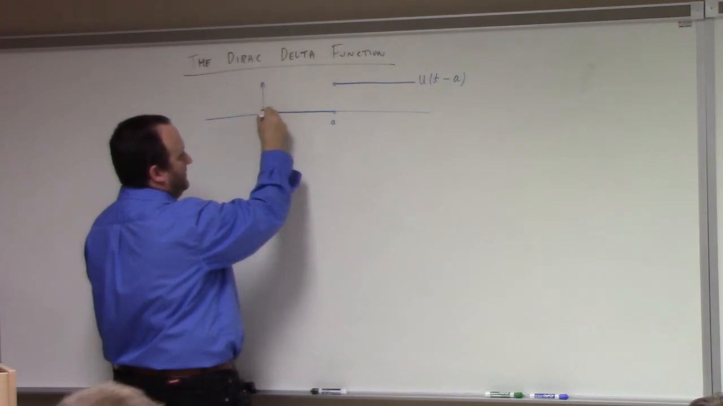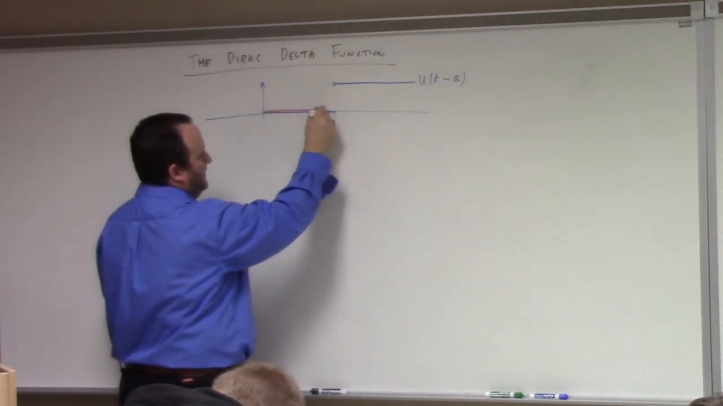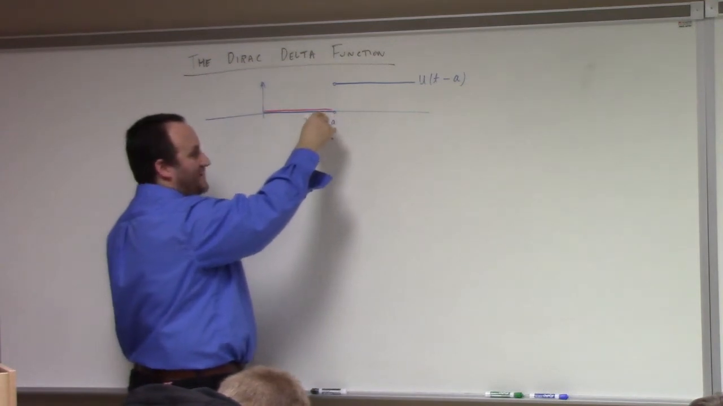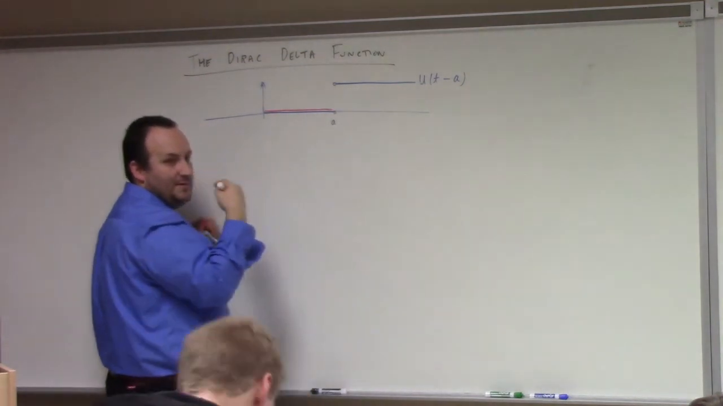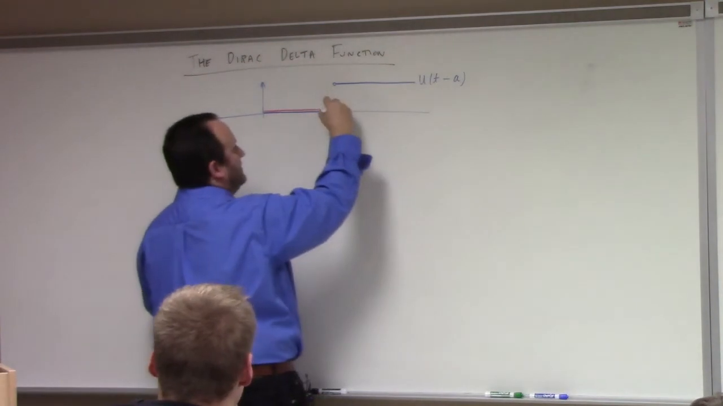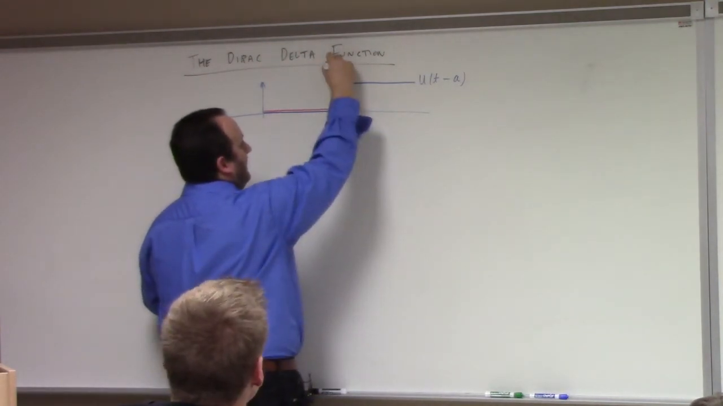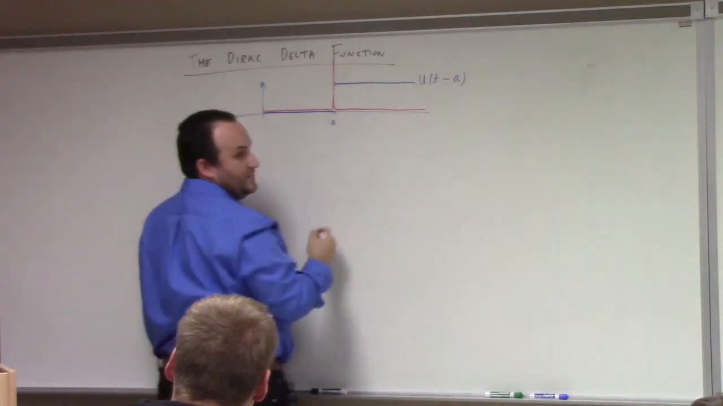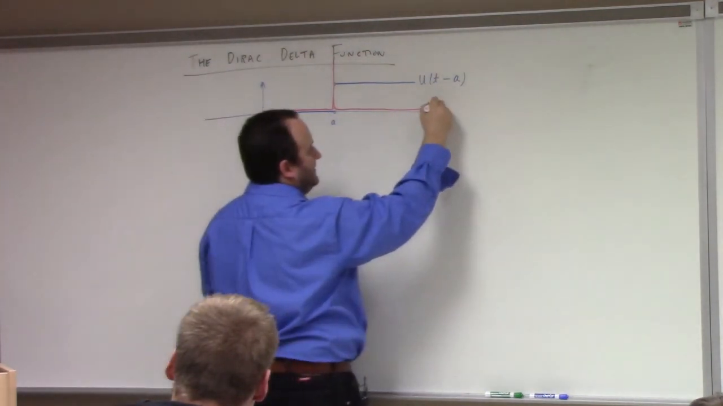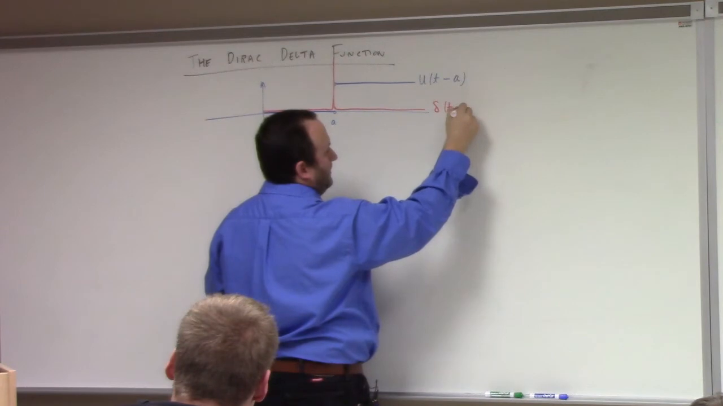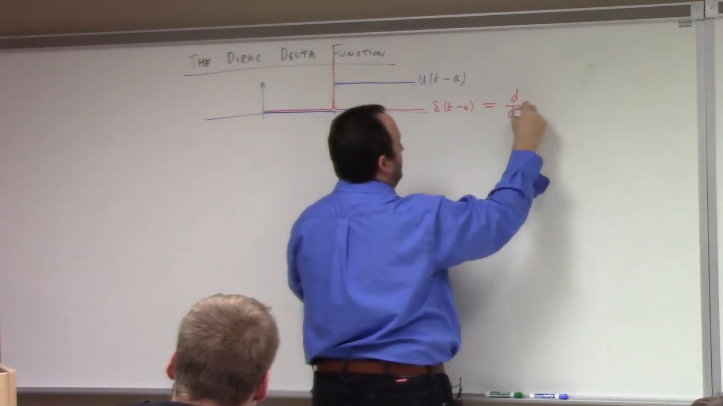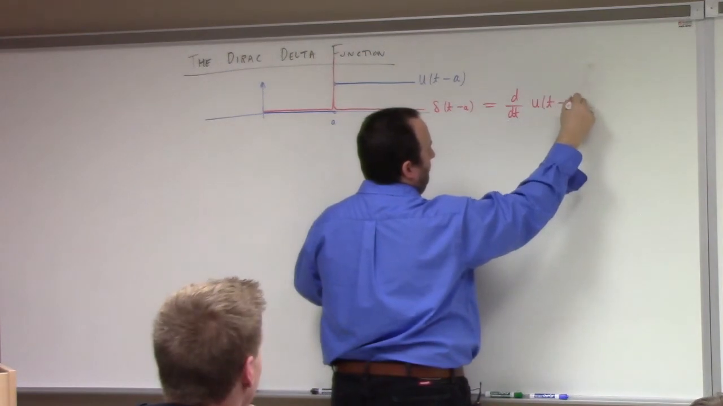Right, it's 0. And then here, over a very short interval of time, it goes from here to here. What's that? That's a spike. That's what that is. And then it's constant again. So that's exactly the delta function. You could think of that as being the derivative of the unit step function.